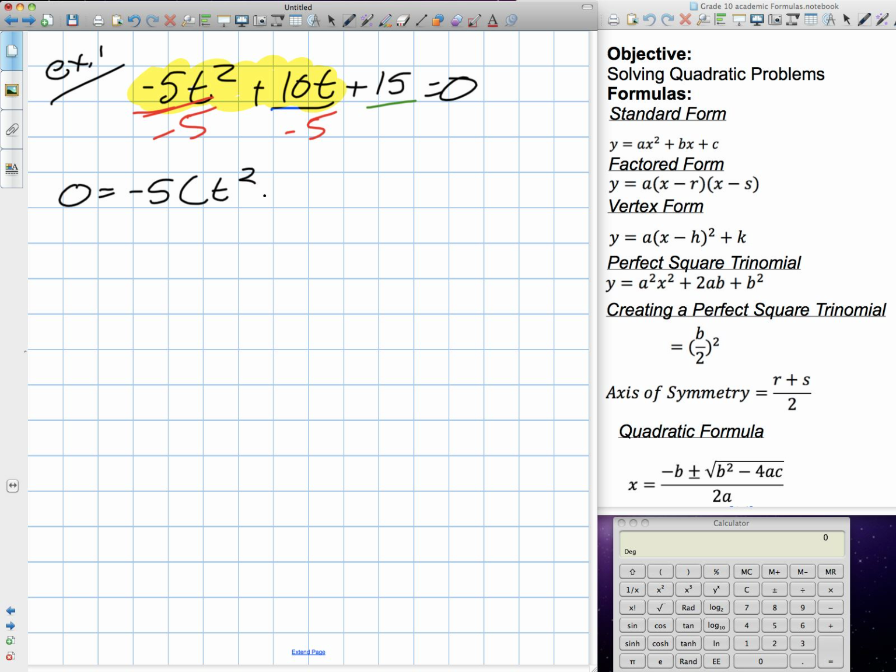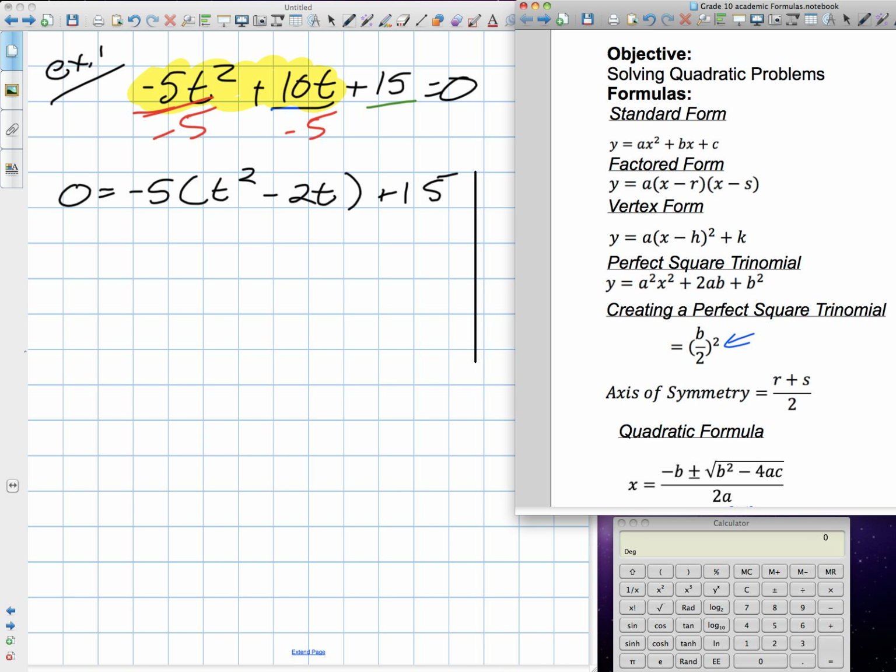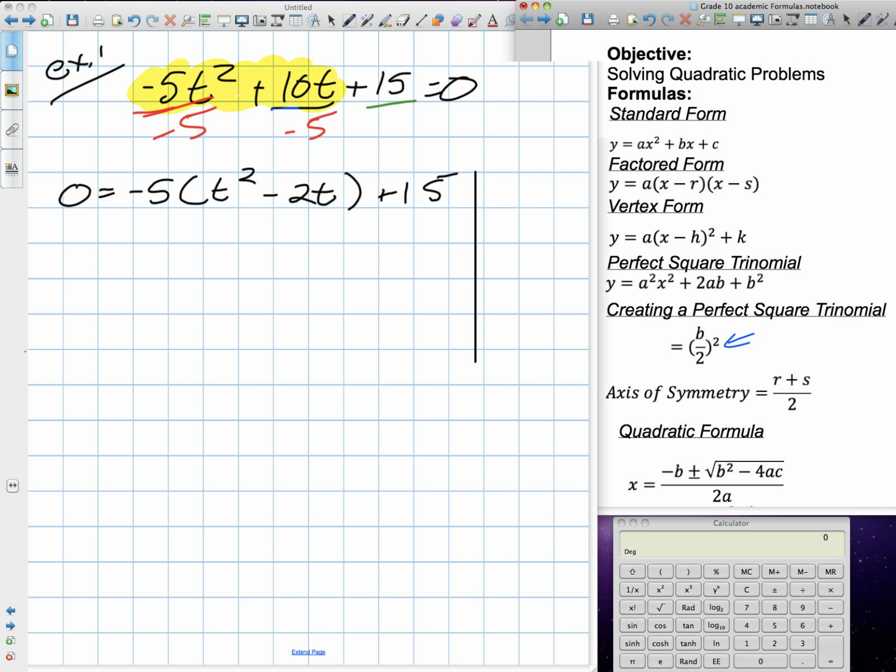Okay. Good. And then you divide -2 by 2, and then you square. So we use this little formula here for creating a perfect square: b divided by 2 squared. What is b, Jaden? -2. Okay. -2 divided by 2 is? -1. And -1 squared? 1. Good. And what do we do with that 1? We add and subtract that in the bracket.